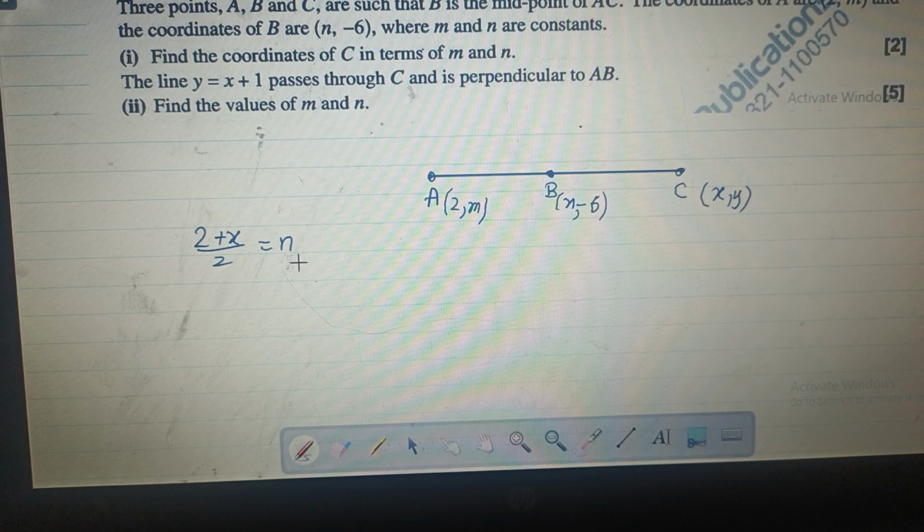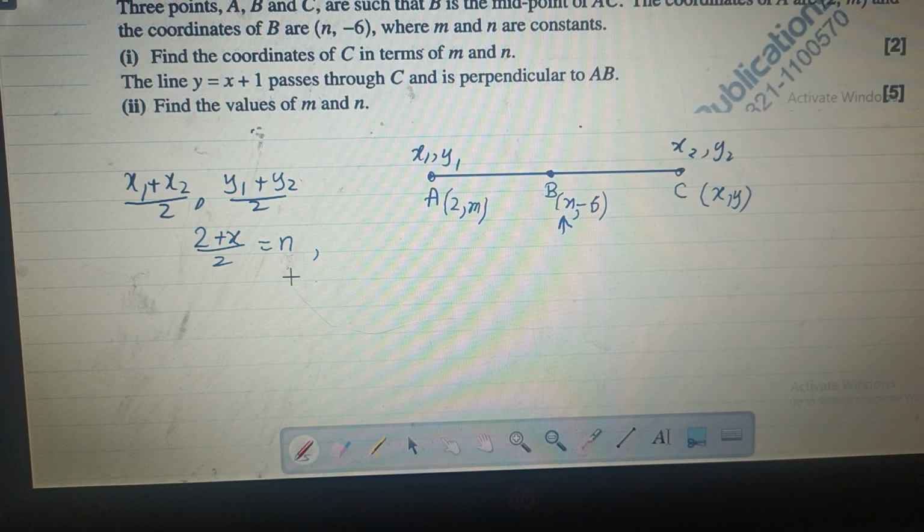Actually, I was wondering how did this (2 plus x) over 2 come? Was it a fundamental formula? Yeah, that is from the midpoint formula, like it is x1, y1, x2, y2, and the midpoint formula is (x1 plus x2) over 2 comma (y1 plus y2) over 2. So by getting (x1 plus x2) over 2, you will get this n over here, and from (y1 plus y2) over 2, you will get minus 6 over here.